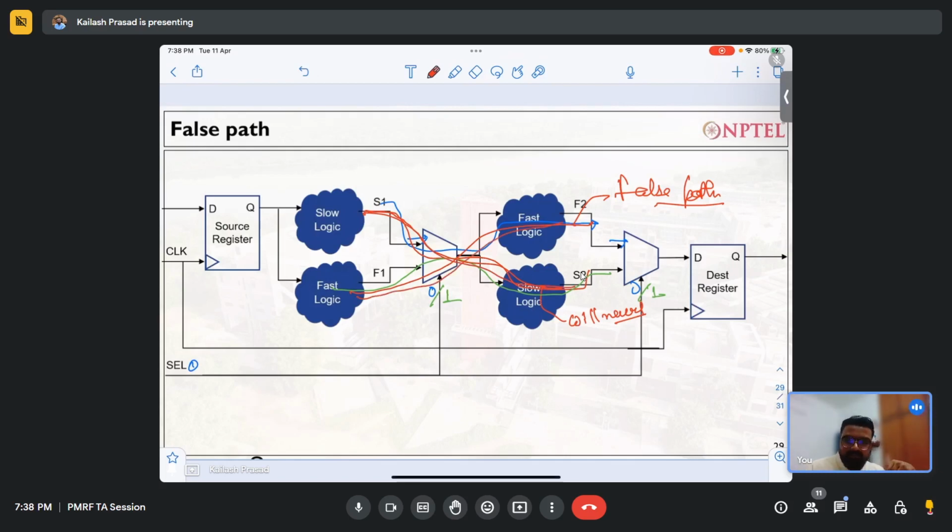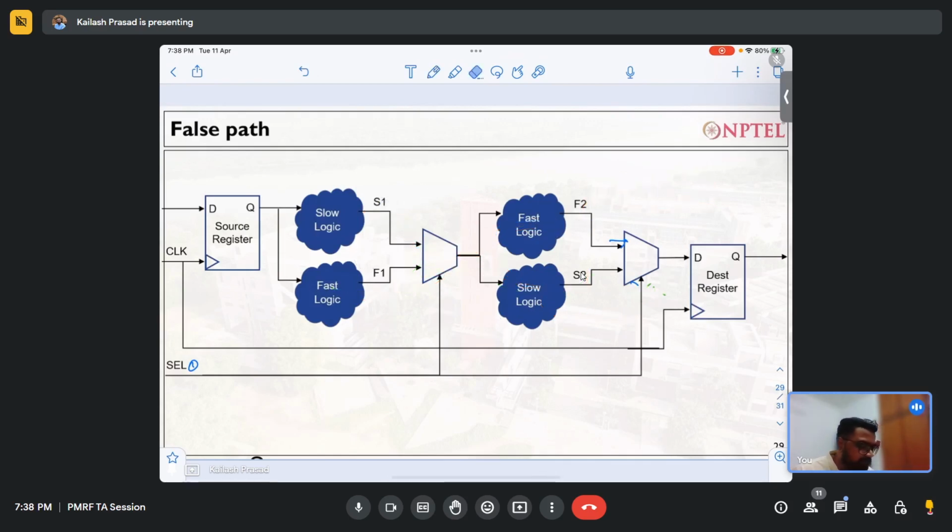I have intentionally taken this example. If you do the timing analysis, you are considering all the paths, but you should not consider this false path. Why? Because when you do the timing analysis, you have to figure out the fastest and the slowest path. And you see this is one of the false paths, and this is a slow logic, and this is the slow logic.